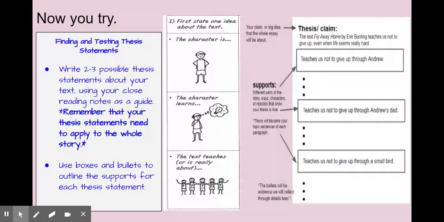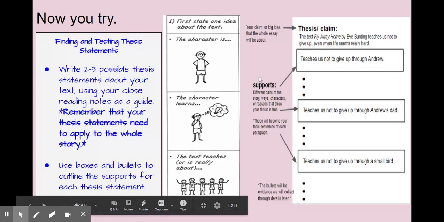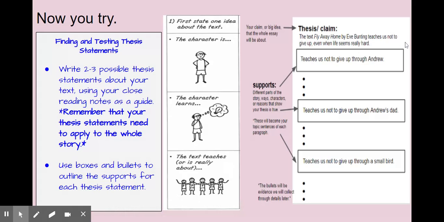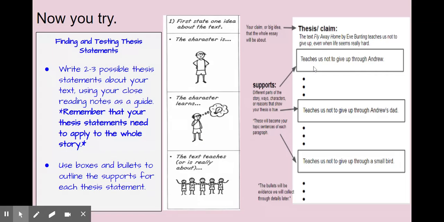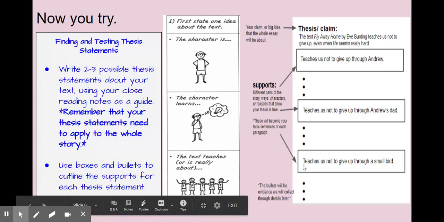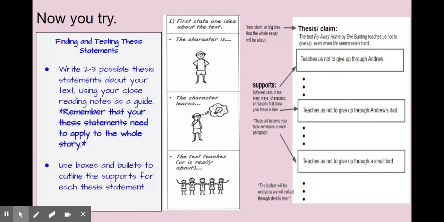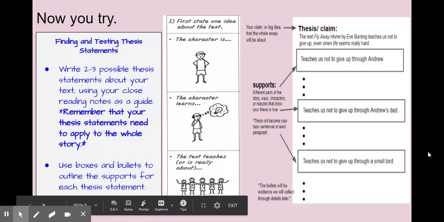All right. So today we learned to write a thesis statement or a claim for our literary essay. Our claim can be about a character. It can be about a life lesson the character learns, a life lesson or theme in the story. We then learned that we can outline what our essay will look like with the different ways to support that thesis statement. That can be ways, parts of the story, characters, or reasons that show our thesis is true. And a boxes and bullets outline will really help us plan our essay.